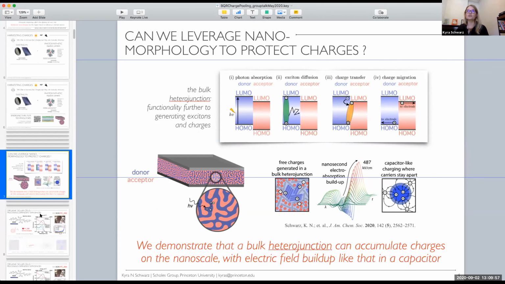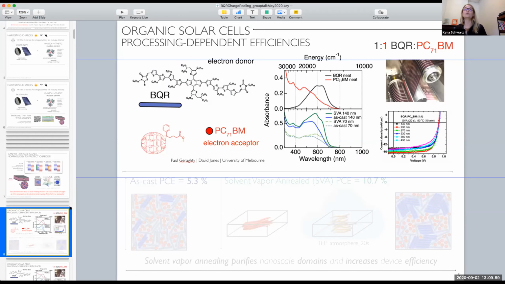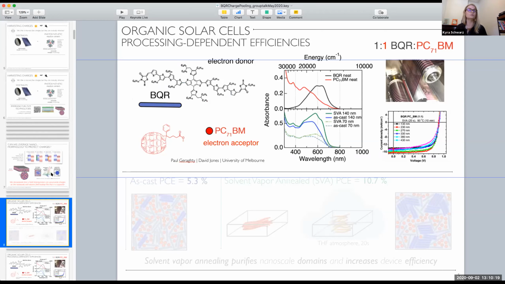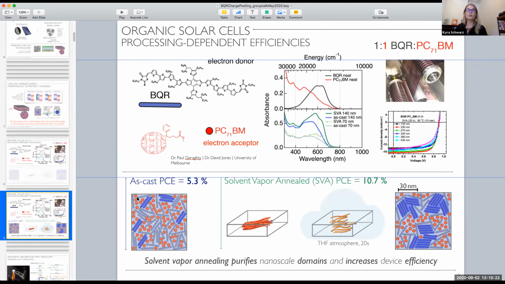Okay, so to get to introducing the specifics of this work, we were looking at this material blend of a donor material called BQR from the group of Dr. David Jones at University of Melbourne. It's a really interesting and nice material, and we blend it with the electron acceptor PC71BM. So you're harvesting a bunch of the visible spectrum. And when we blend these materials together in a one-to-one blend, it turns out you can make a device that's around 5% efficiency.